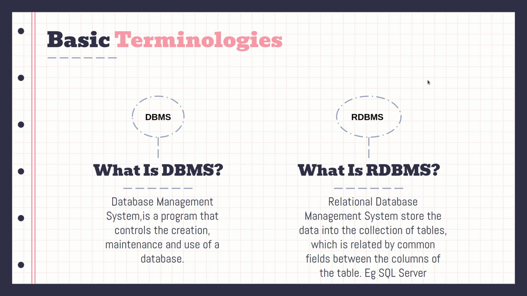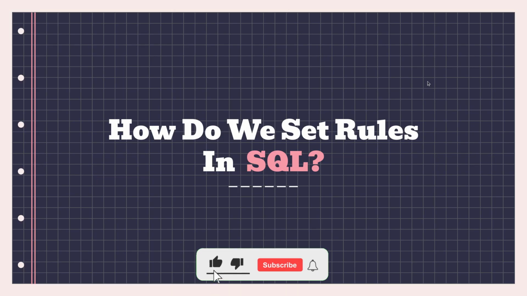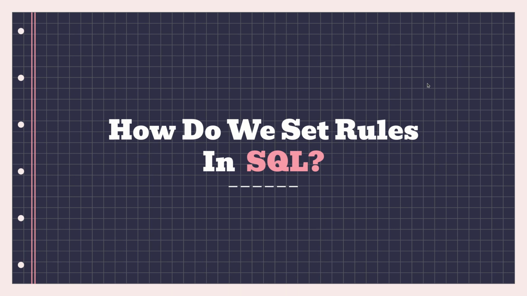So now that you have looked at the relational database management system, let's move on and look at how we set different rules in SQL, because SQL is just a set of rules and commands that we use to talk to our database, right? Like to retrieve data, to update data, and do all that functionality. So let's look at the different ways we can set those rules or commands.